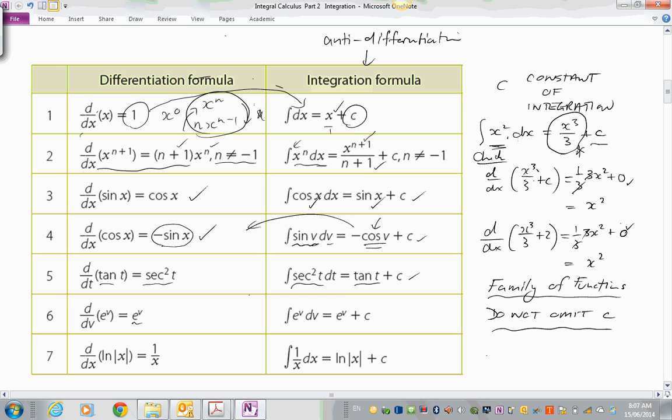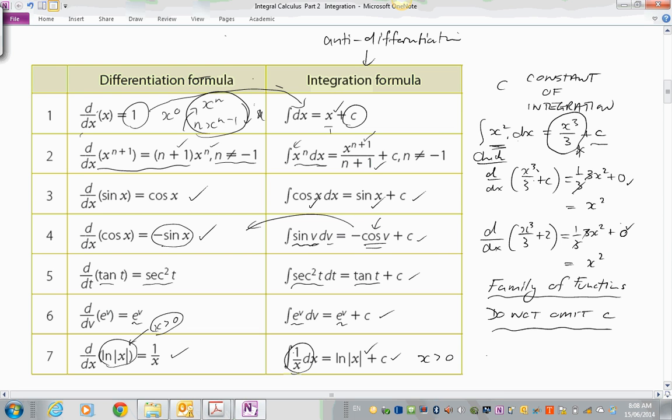Derivative of e to the v is itself. The integral of e to the v is e to the v plus a constant. Now this is an interesting one. Derivative of ln mod x, or absolute value of x, because ln cannot be found. X must be greater than 0 for ln to be defined. So your derivative of ln mod x is 1 on x, and therefore the integral of 1 on x is ln mod x plus c. Or you can put x must be greater than 0.